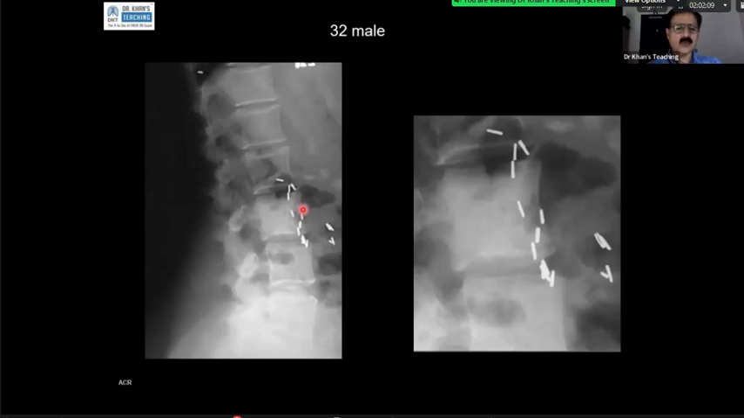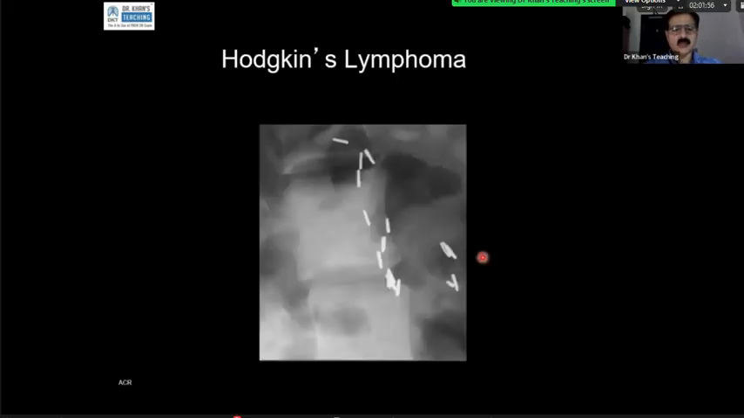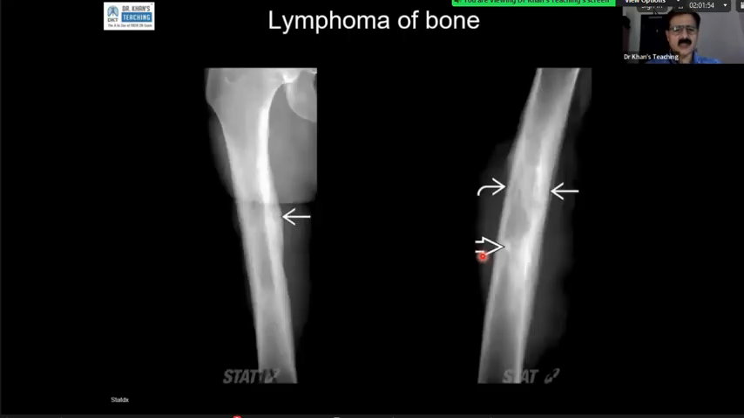What I want to tell you about lymphomas on bone films is that lymphomas can also be sclerotic. Just remember that. And this was a lymphoma. There was previous surgery which has gone into the bone also. And this was sclerosis. That was the point.